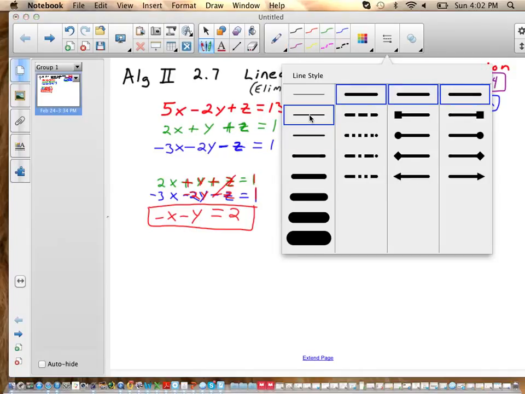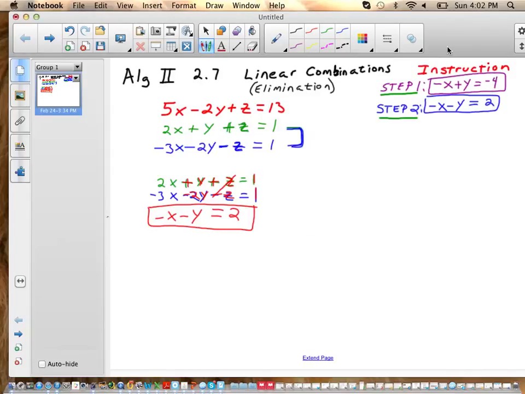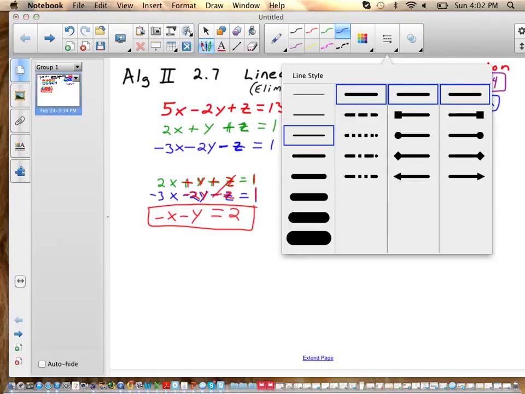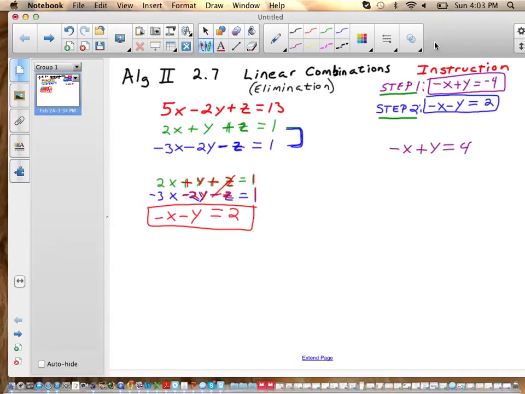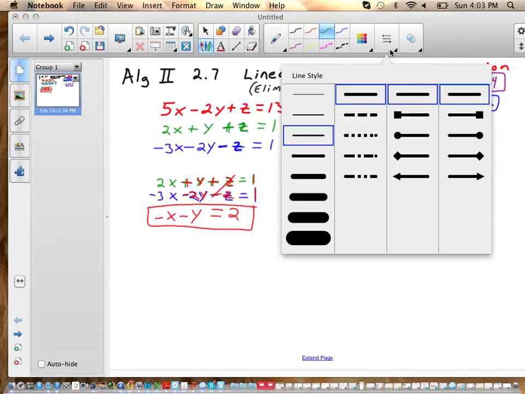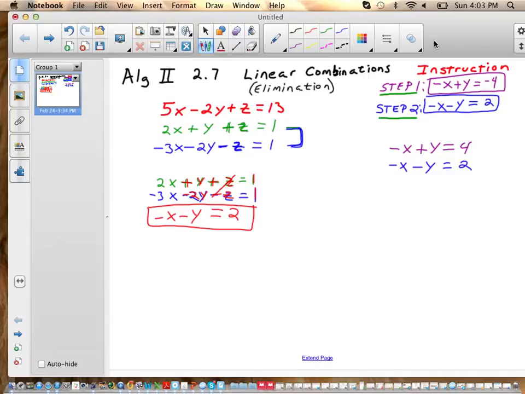Because what I'm really doing here is eliminating another variable, right? I got rid of z in both of those. But now I say -x plus y equals 4, from step 1, what I came up with in there. And now I use my next step, which was step 2, and I say -x minus y equals 2. In doing that, I can see that the positive y and the negative y are going to eliminate one another. So now I'm able to eliminate a second variable.